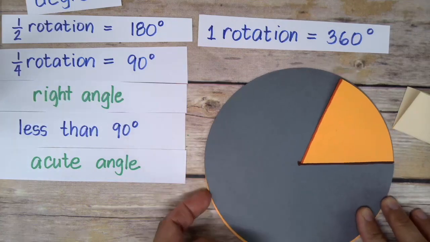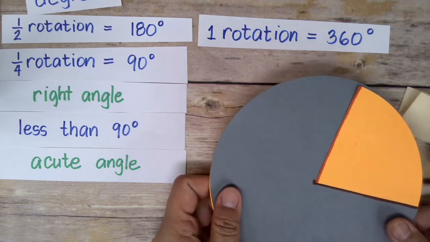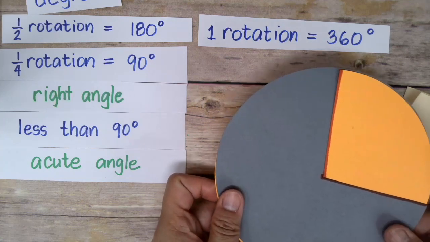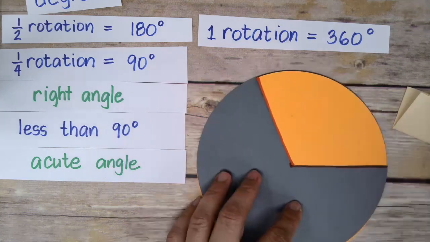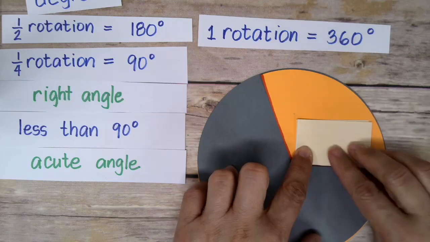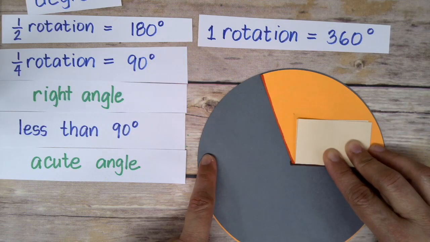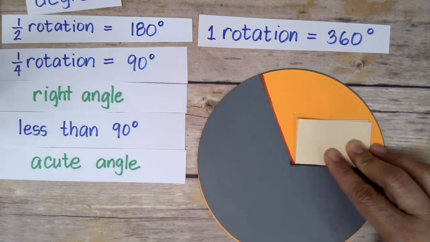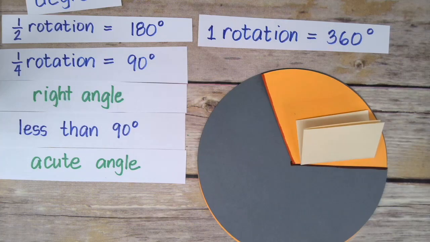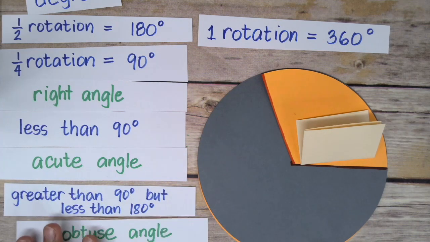Okay. If there are angles that are less than 90 degrees, there are also angles that are greater than 90 degrees. But of course, less than a half rotation. So like this one here. If we measure, you can see that it's greater than 90 degrees, but less than half of a rotation. We call this angle an obtuse angle. Greater than 90, but less than 180 degrees.